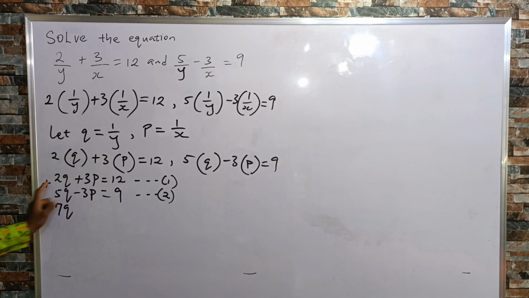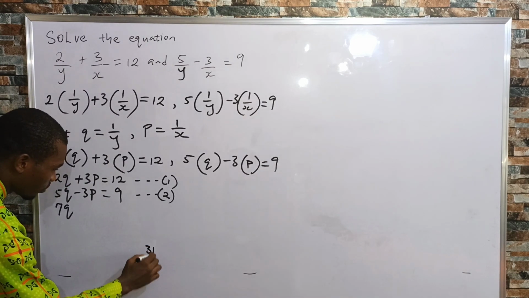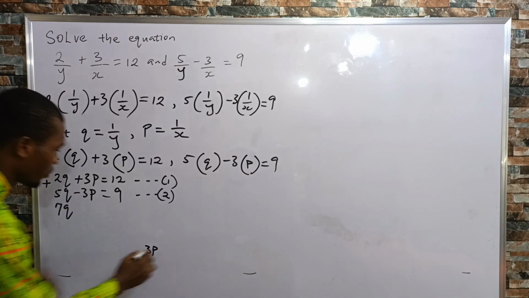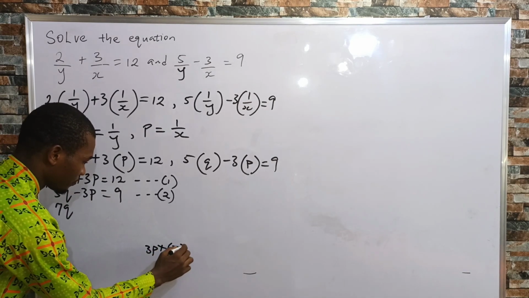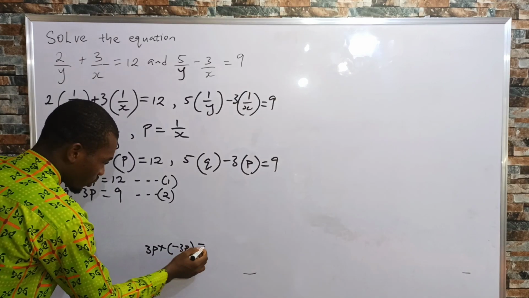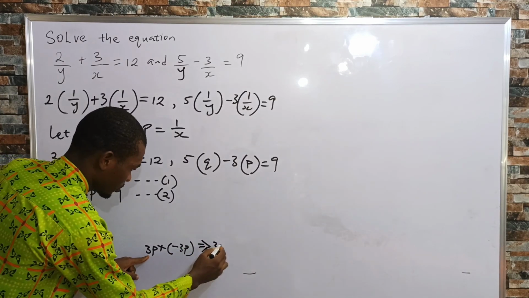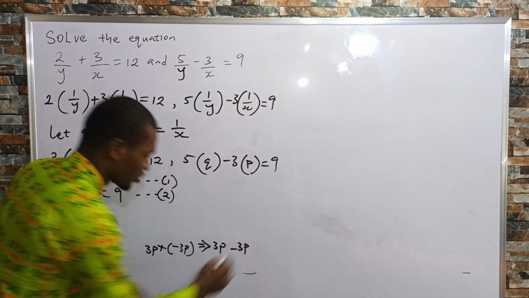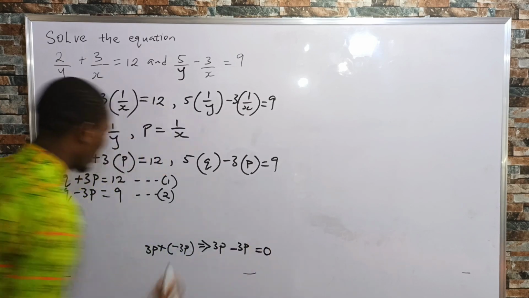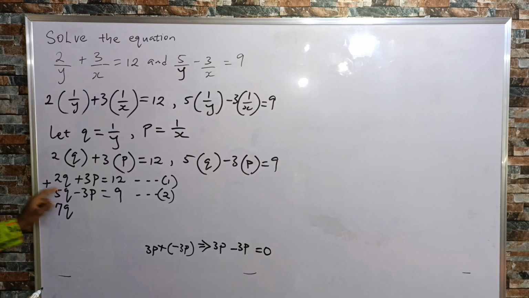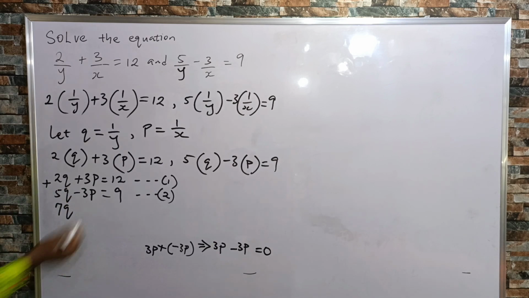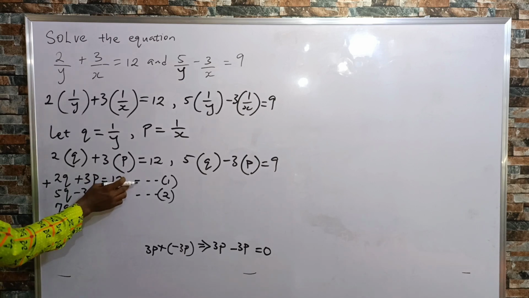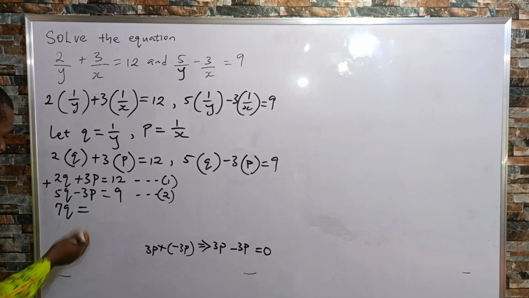Then plus 3p plus minus 3p will be 0, which is already trivialized. What do I mean by that? Let's write it out first of all. 3p, then plus minus 3p, which I say is 0. How do we get the 0? This implies that we have 3p, then plus multiplying minus will be minus, then 3p, such that 3p minus 3p will be 0. So automatically, plus 3p plus minus 3p will be 0, and we don't need the 0. Hence, we have that it is equal to 12 plus 9 will give us 21.